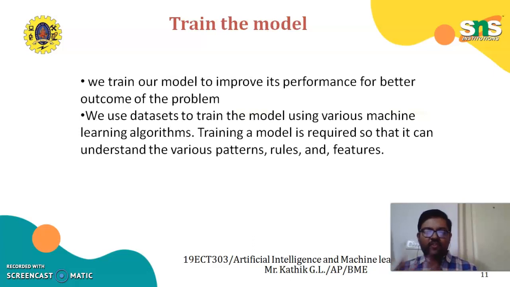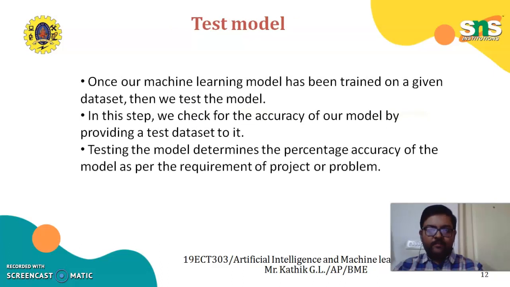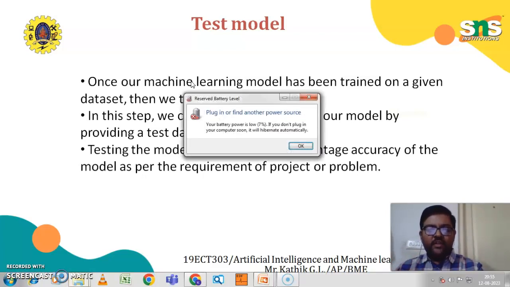Then comes training the model. So we train the model based on the problem that we have taken. We use data sets to train the model using various machine learning algorithms. Training a model requires understanding of various patterns, rules, and features. Then after training, we have to test the model for its efficiency. So for testing, we use the test data set.